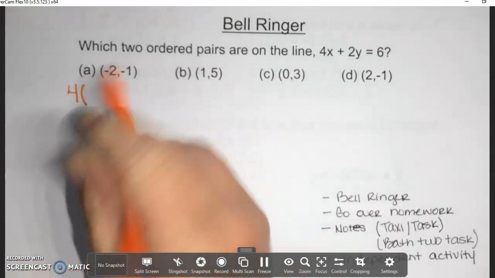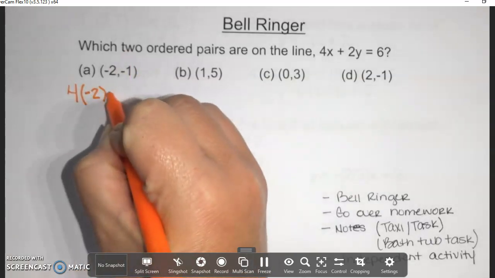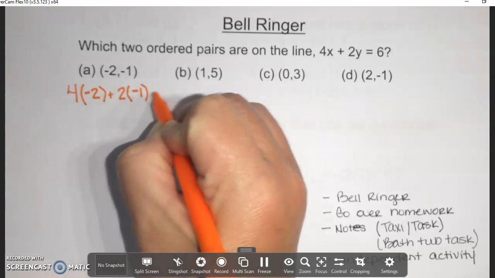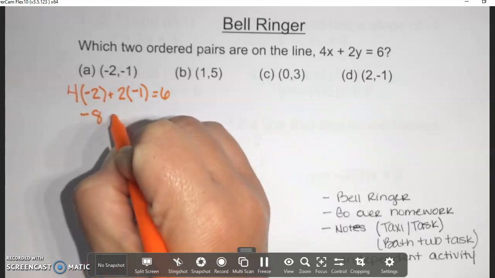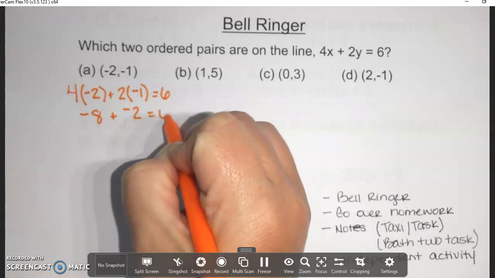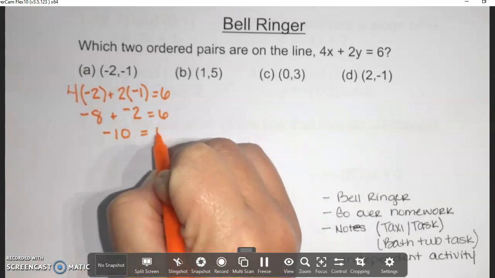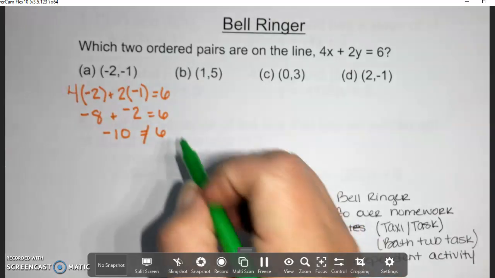So let's start with A. 4 times, what is our x value? -2. Plus 2 times, what is our y value? -1 equals 6. 4 times -2 is -8. Plus 2 times -1 is -2. -8 and -2 is -10. Is that equal to 6? No. So it is not true. It is not one of our answers.